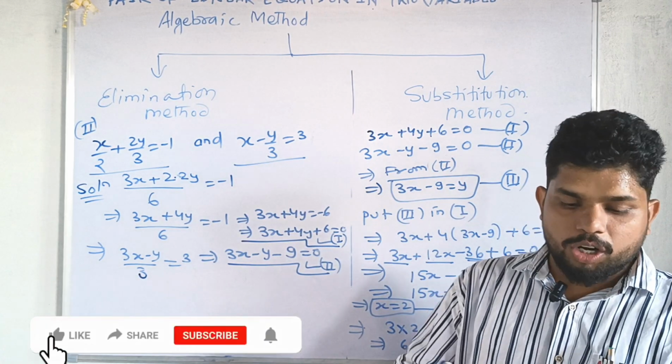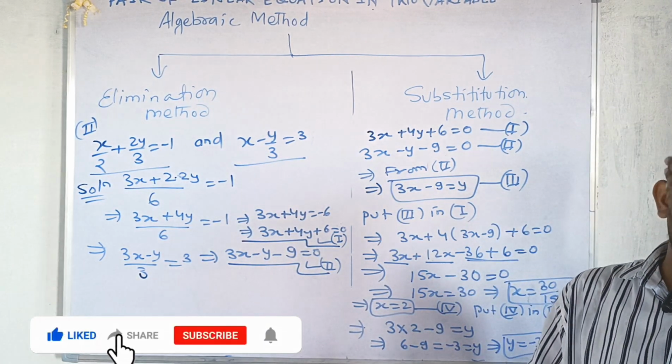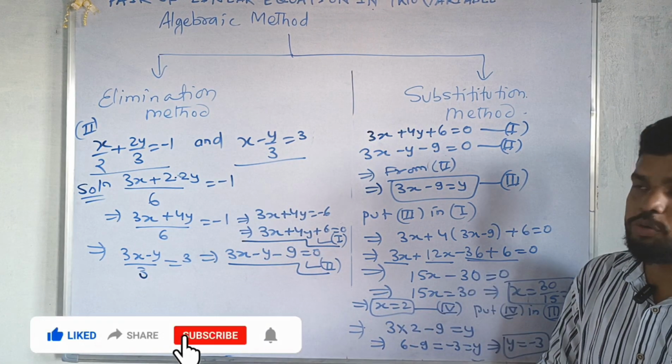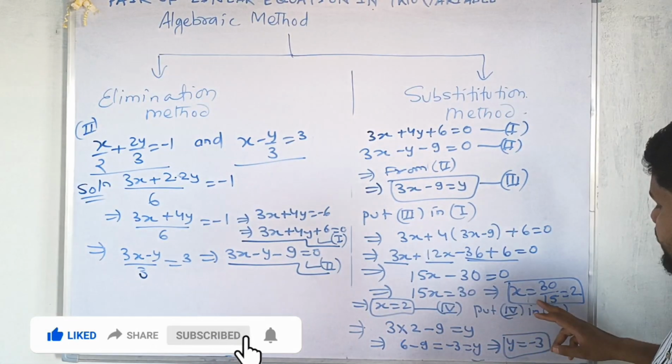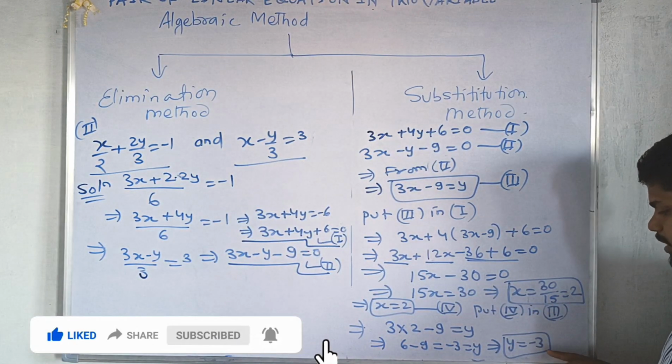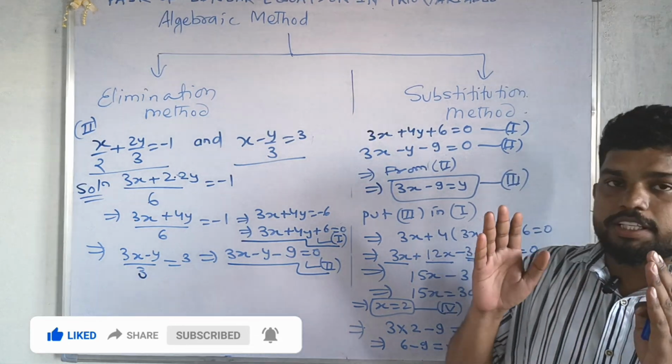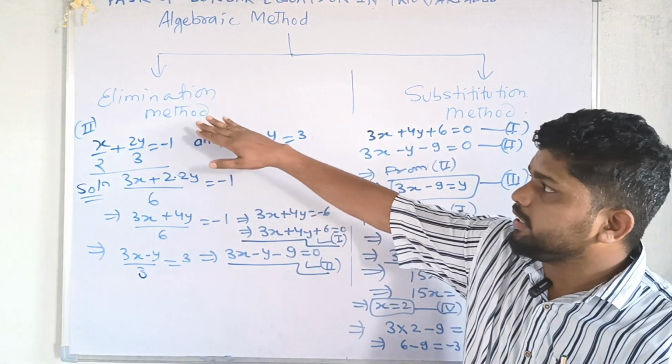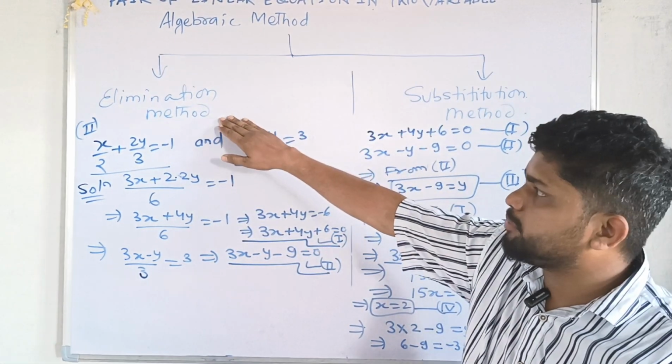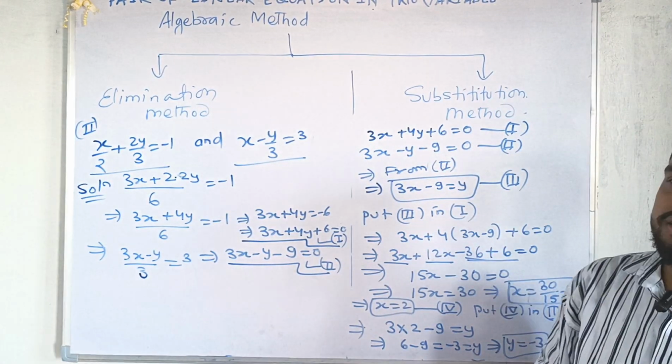Here, dear students, you can observe that we have solved the pair of linear equations in two variables, that is, the value of x is 2 and the value of y is minus 3, for the same question by using two different methods, that is elimination method and substitution method.